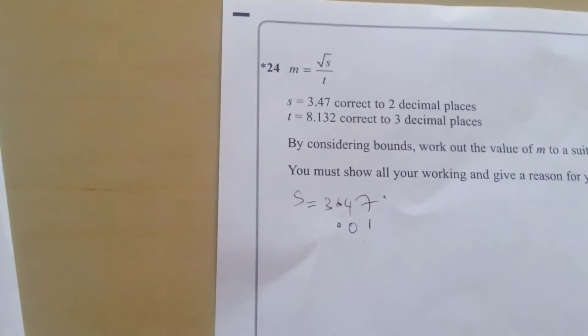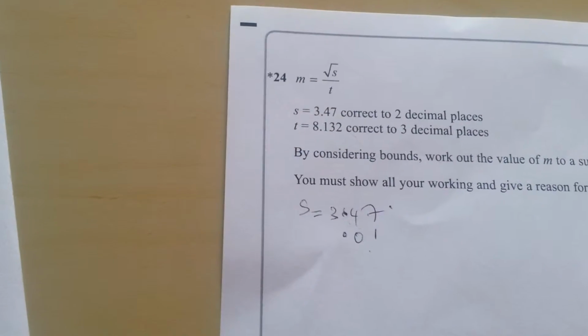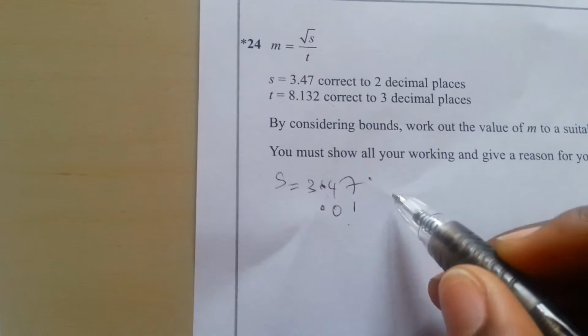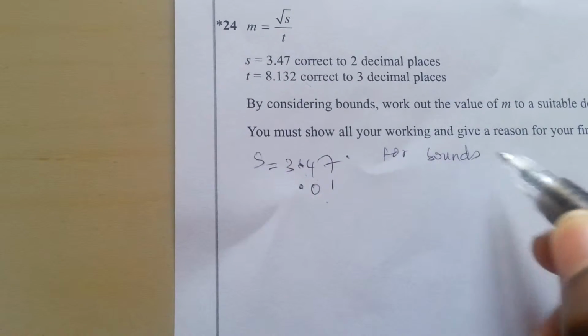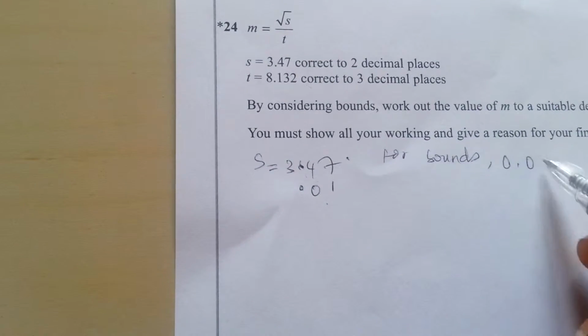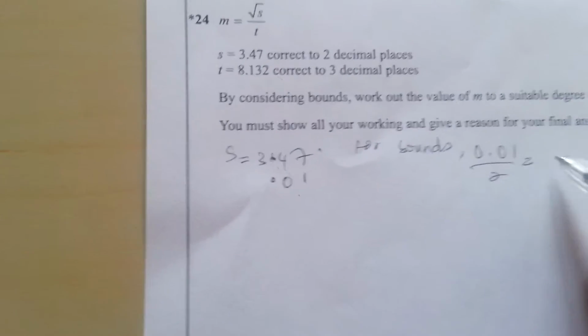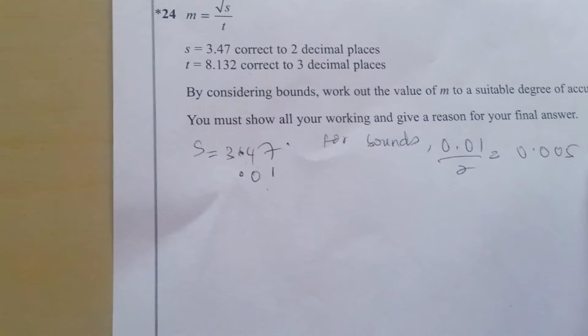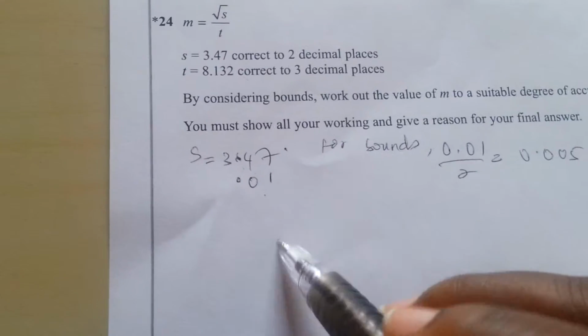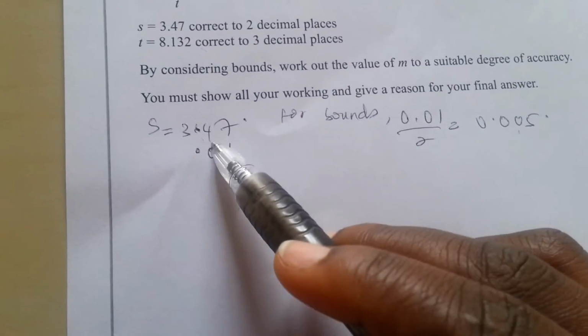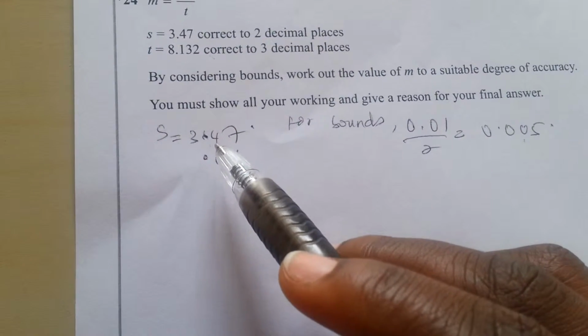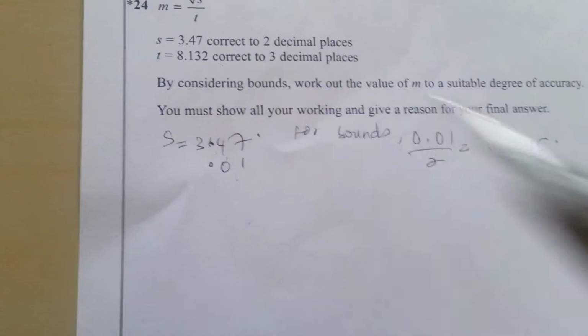That's 0.01 divided by 2. So for the bound, 0.01 over 2, you have 0.005. So to get the upper bound, we'll add 0.005 to this, and to get the lower bound, we'll subtract 0.005 from this.